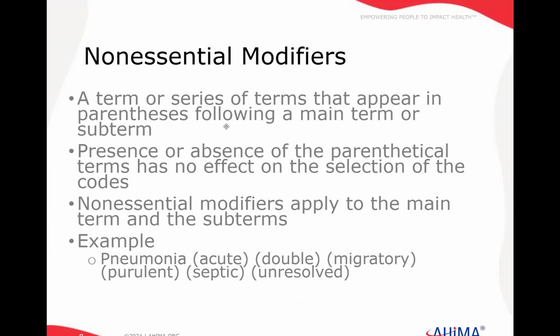Non-essential modifiers are other terms that appear in parentheses. What we mean by non-essential is they don't change the correct code assignment. They may or may not be seen in the diagnostic statement, but it has no effect on the selection of the code. And there's an example at the bottom of this slide. Pneumonia, you might see acute pneumonia, double pneumonia, migratory pneumonia, septic pneumonia, what have you. It doesn't change the code assignment.